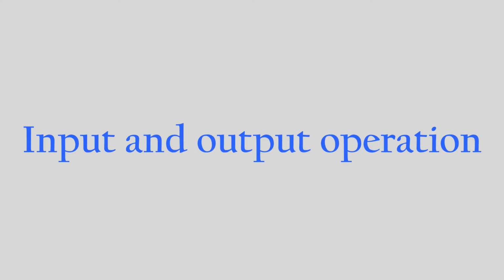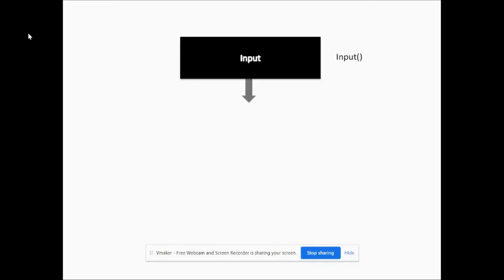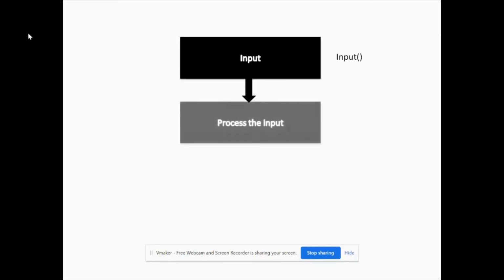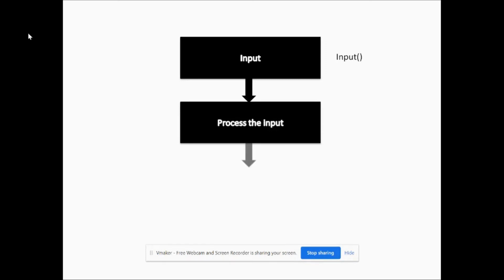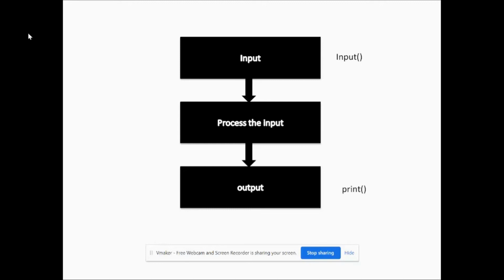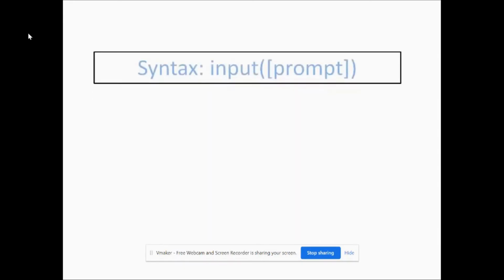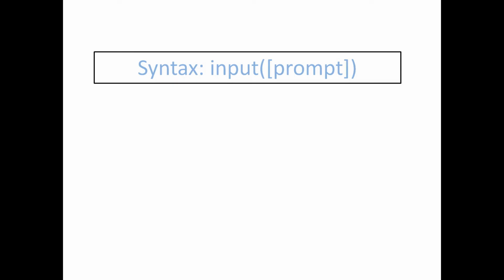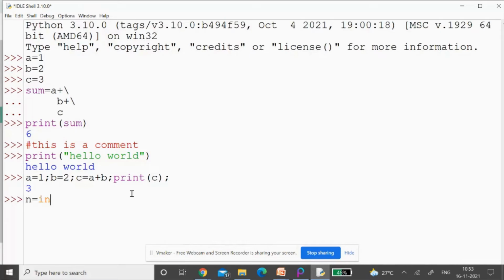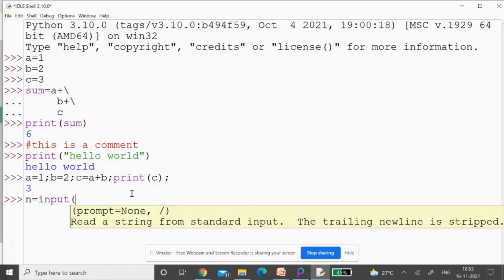Input and output operations. Every program takes some input, processes it, and gives us the output. input() and print() are widely used in input and output operations. Python's input function has a single string parameter, which is often called the prompt. Syntax for input: input([prompt]). n = input("enter the number"), then press enter.